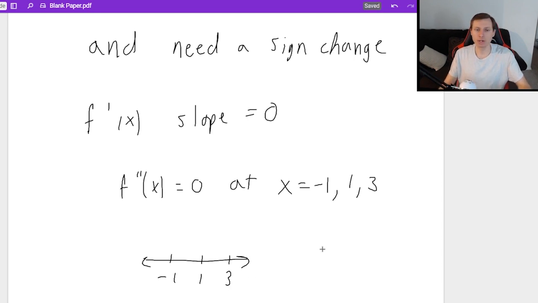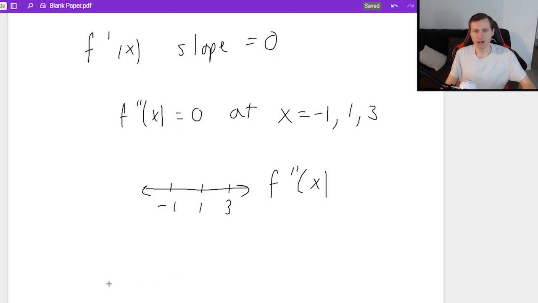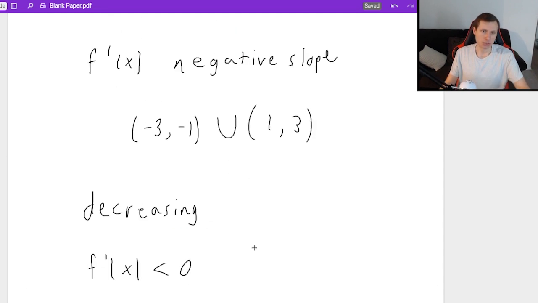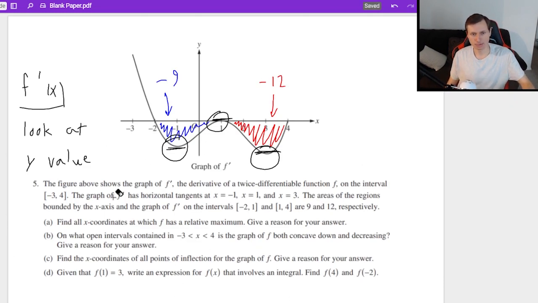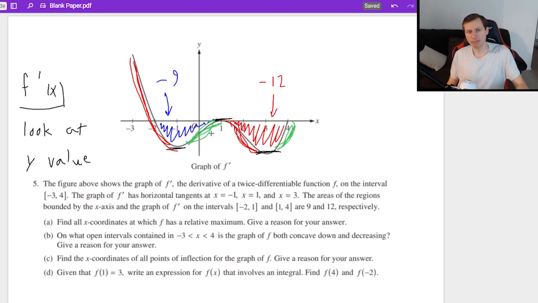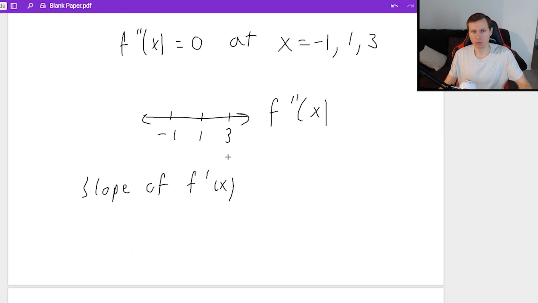And I need to find the regions where f double prime of x is positive and negative. Again, we're looking at the slope of f prime of x. So scrolling back to the top here, let me erase some of these circles. I would say it's a negative slope here, a positive slope there, a negative slope there, and a positive slope there. So in other words, on my number line, I'm going to put negative, positive, negative, positive, which will look like this: negative, positive, negative, positive.